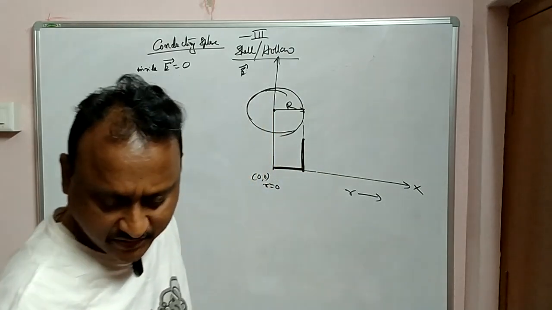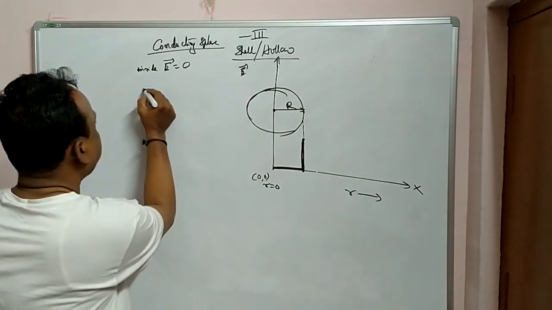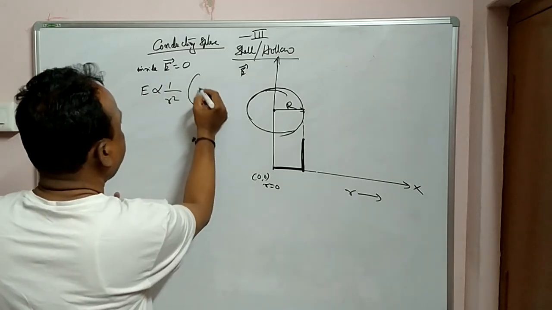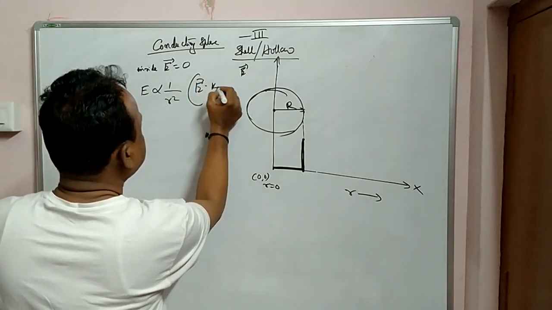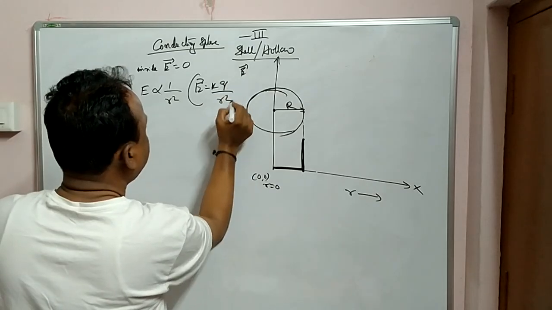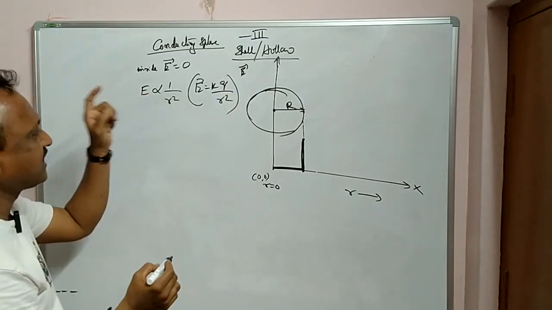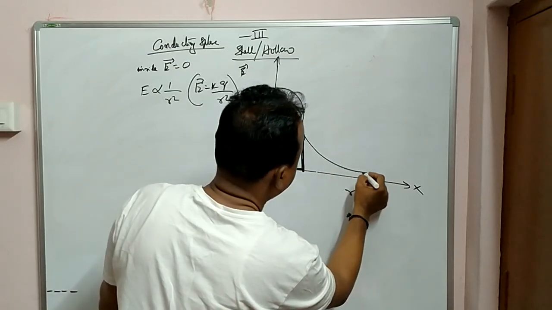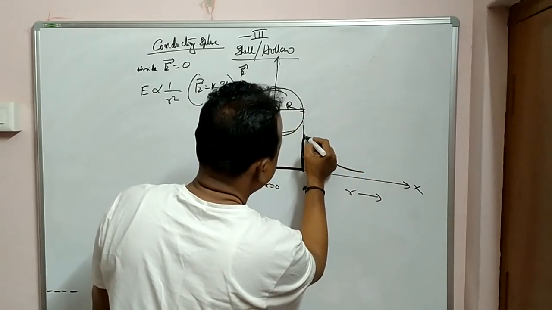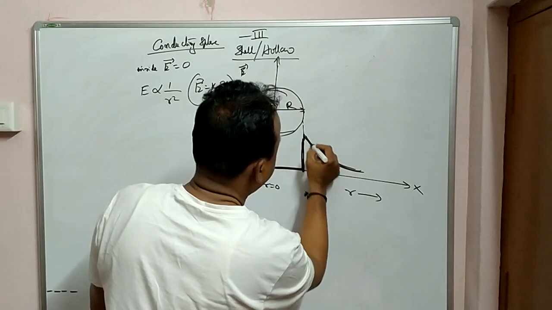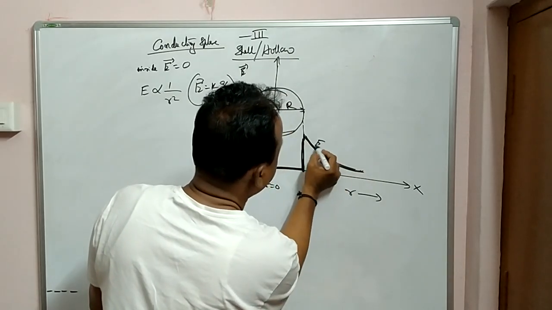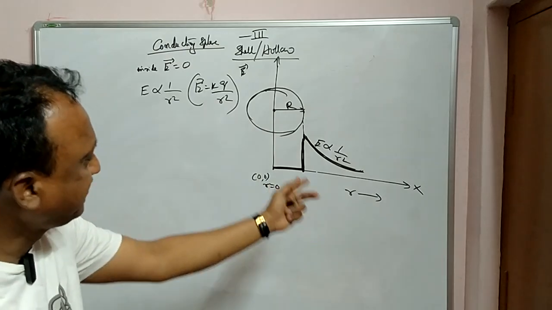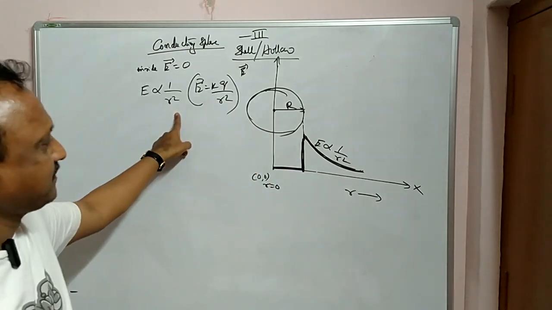And then what happens? You can observe it is again inversely proportional, because we know the formula for intensity. Intensity is equal to kq by r square. So intensity is inversely proportional to r square. So after some time, it decreases. So observe this graph carefully: E is inversely proportional to r square. So gradually the intensity will be decreasing.